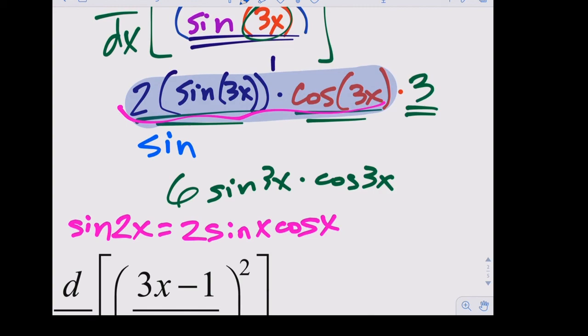What's twice 3x? 6x. And that takes care of all the highlighted part, but I still have, guess who? I still have the factor of 3 there.